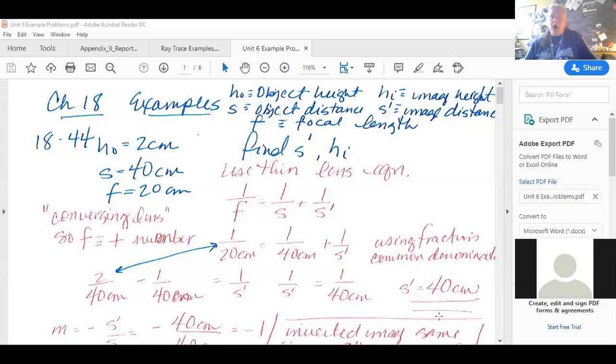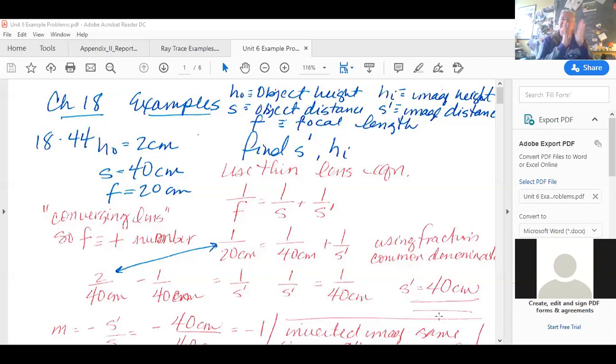Okay, so problem 44 says a 2 centimeter tall object is 40 centimeters in front of a converging lens that has a 20 centimeter focal length. And in all these cases, we're supposed to calculate the image position and height.